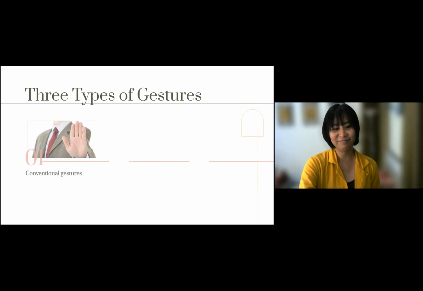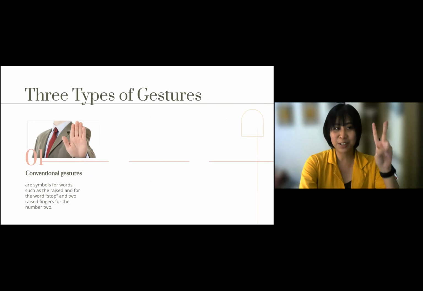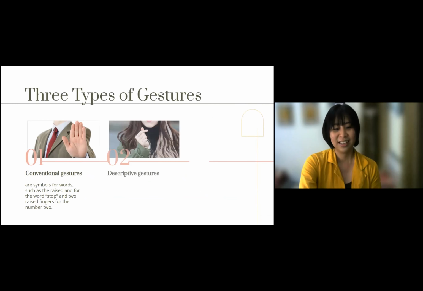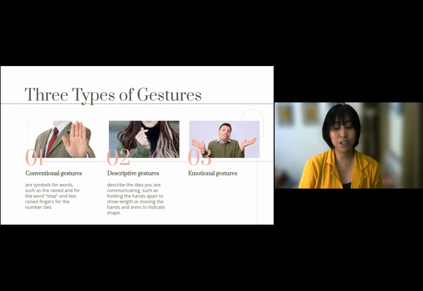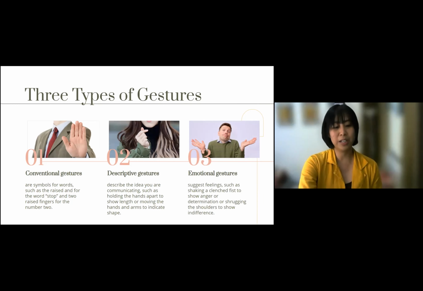There are three types of gestures: conventional gestures, or numbers, number 2, number 3, and so on. Or descriptive gestures, like when you want to say the room is very big, or I have a triangle. You show your hand to describe something. Or emotional gestures, for example, when you show sadness, you close your gesture. You can put these in your speech to convey the message or the emotion stronger. The last is the whole body movement.